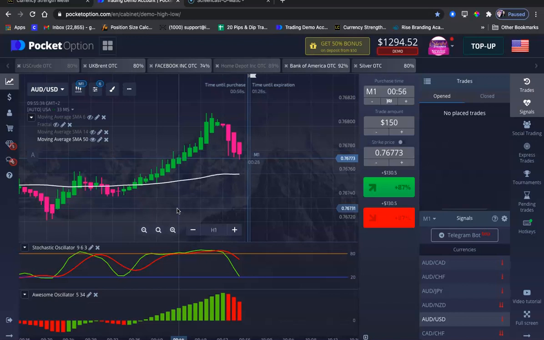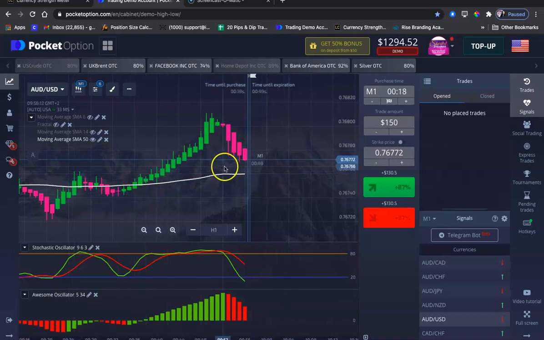I am on an app called Pocket Option, and this is where I trade my binary options. Binary options is like Forex, but it's a lot different in some ways and very similar in other ways. So I'm going to give you a quick run through of what this is about, okay? Binary options is a form of Forex, okay?